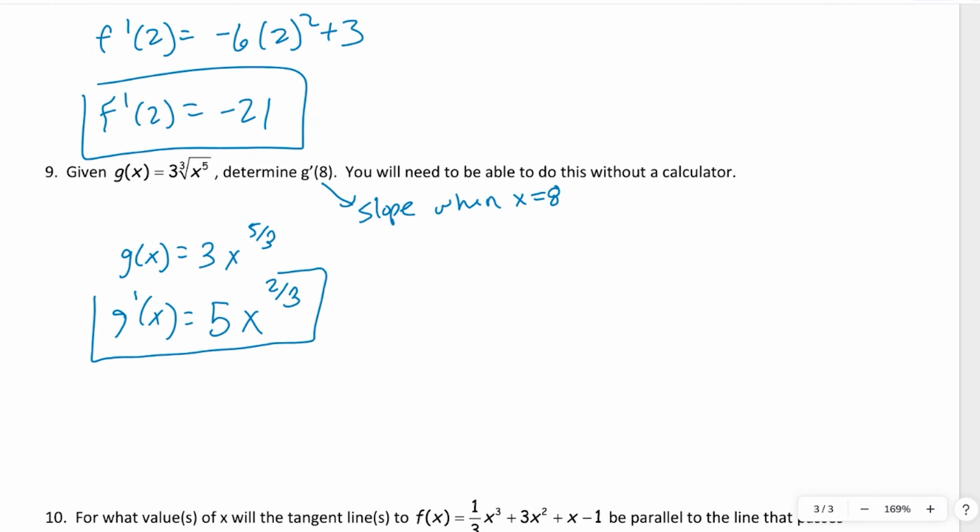So it says you need to be able to do this without a calculator. And yeah, you really should be able to. All we're doing here is just subtracting 1 from 5/3. It's probably the hardest arithmetic that we see on this problem.